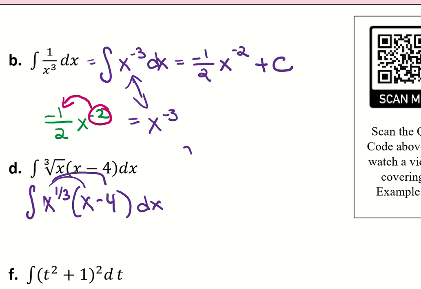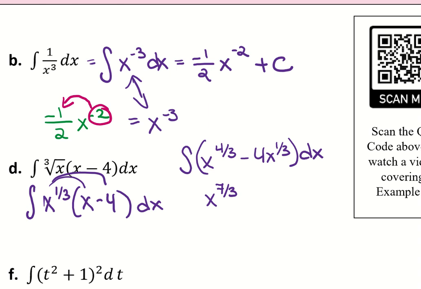So we can rewrite this as the integral of x to the 4/3 minus 4x to the 1/3 dx. So now we can work backwards. Again, when we work backwards, instead of subtracting 1 from the power like we do with the power rule, we add 1 because we're undoing it. So if we add 1 to this first part, we are going to get x to the 7/3.